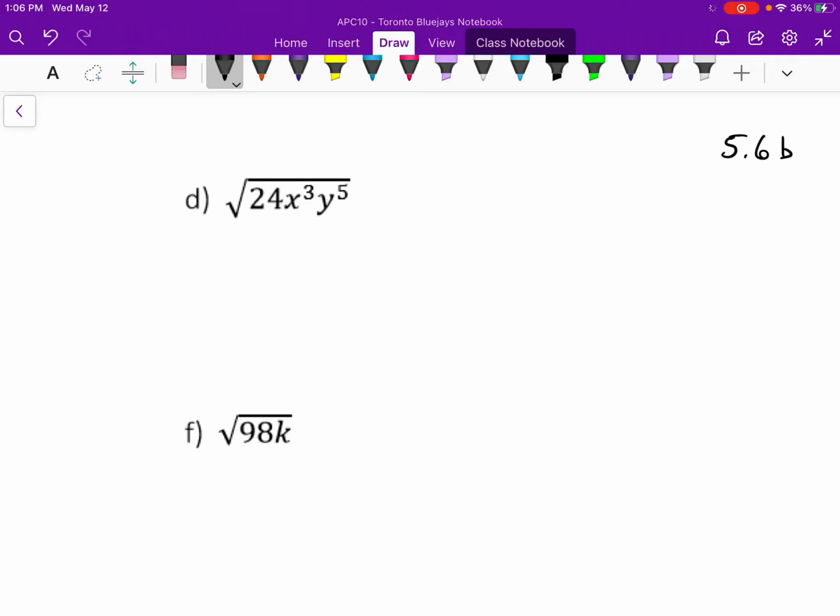All right, here we go. This one's a little bit nasty, I'm not going to lie. So let's start off slowly. When I identify my index, it is 2.